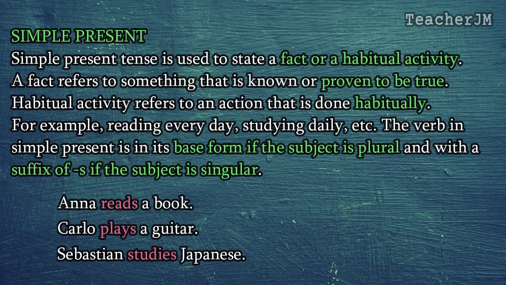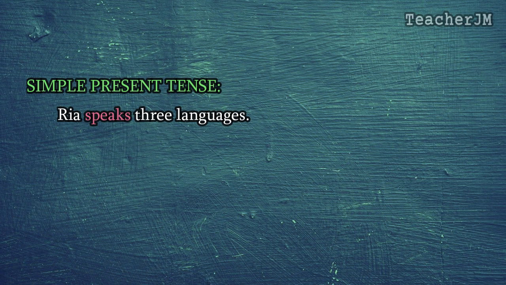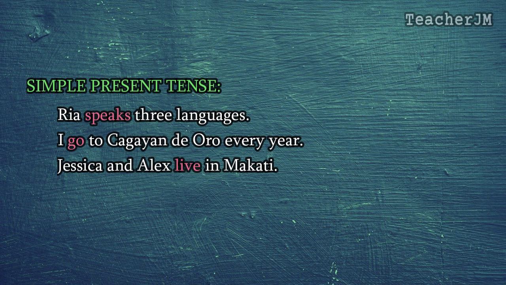Look at this another set of examples. Ria speaks 3 languages. I go to Cagayan de Oro every year. Jessica and Alex live in Makati. As you look at these examples, these are facts and so, the simple present tense is used in these sentences. Remember here that when the subject is singular, the verb is ended with a suffix s.